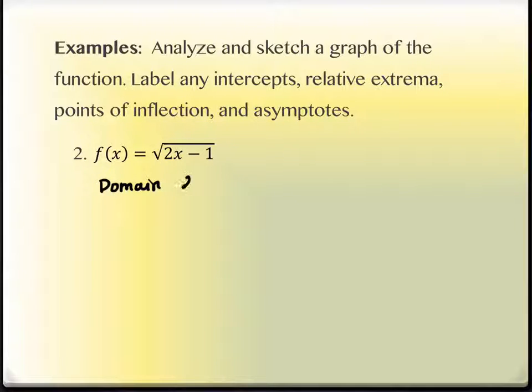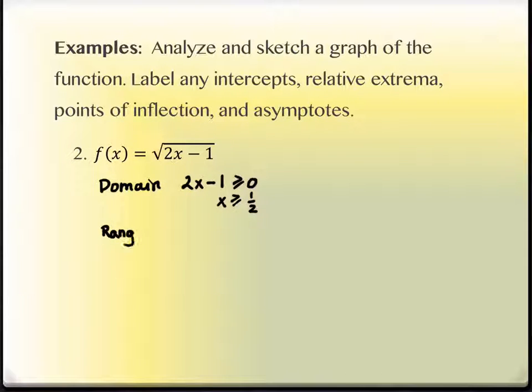In other words, this 2x minus 1 has to be what? Well, it has to be greater than or equal to 0, right? And then if I solve this, then my x would be greater than or equal to 1/2. So my domain does include 1/2, since the square root of 0 is 0, that's okay. My domain is all the x values that are bigger than or equal to 1/2.